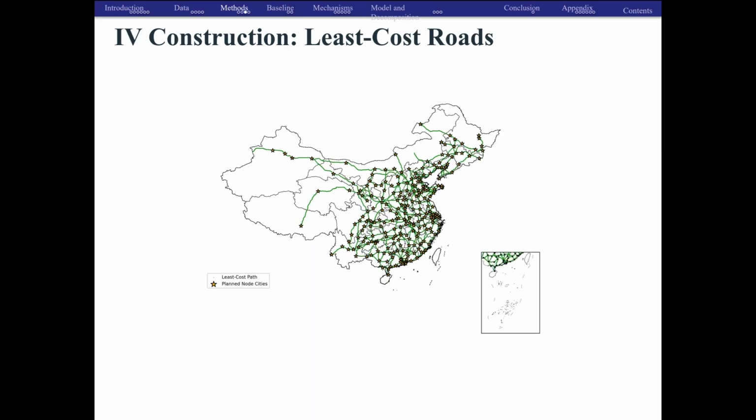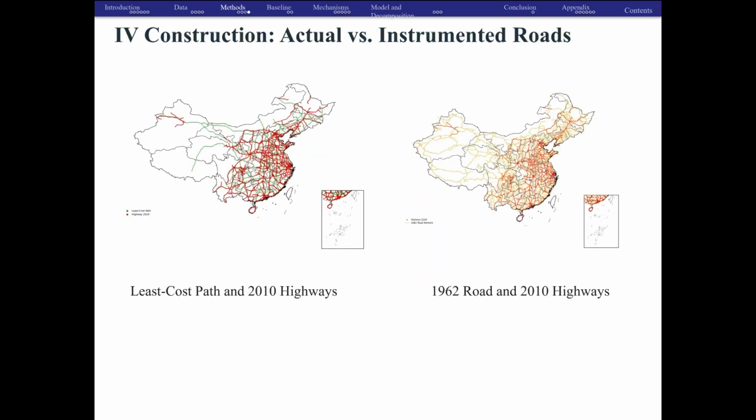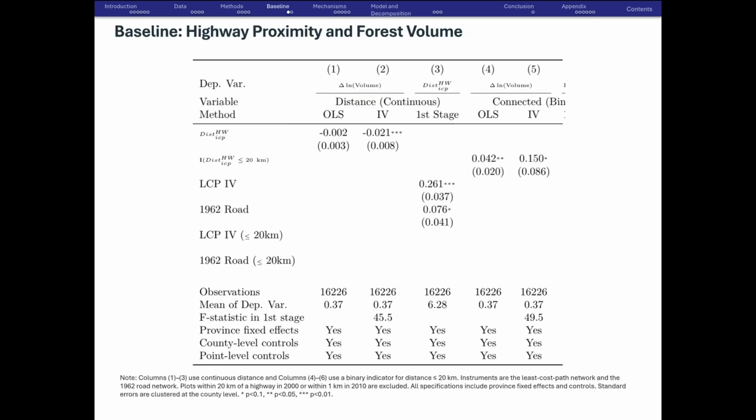So basically, this is a transportation map made by engineers, and this is the reality compared to the map. The left one is the real highway network compared to the transportation map. The right one is the current real network compared to the 1962 road network. So this is the baseline: highway proximity and forest volume.